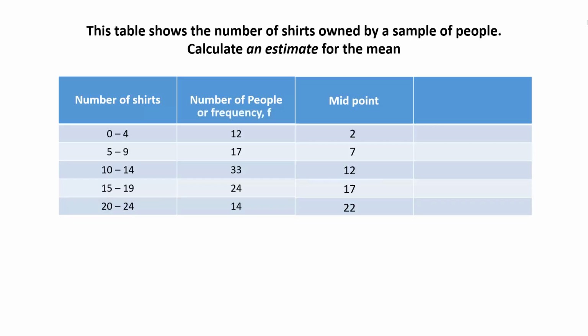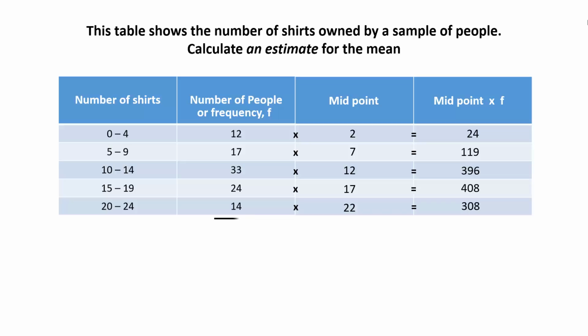Now we're going to call the number of people frequency, and we're going to do the midpoint times the frequency. So that's 12 times 2, 24. 17 times 7, 119. 33 times 12, 396. 24 times 17, and 14 times 22. So we've got the midpoint, we then multiply the midpoint by the frequency, and we've got those all worked out.